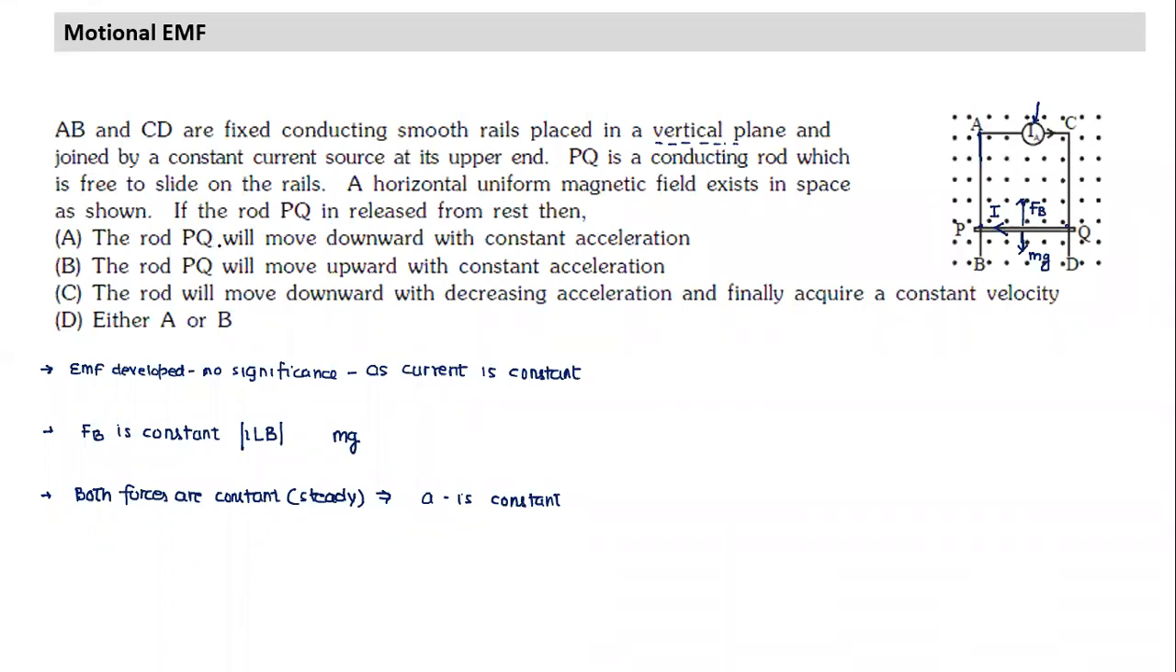Let's look at the options here. The rod will move downwards with a constant acceleration, possible. The rod may move upward with a constant acceleration, possible. The rod may move downward with decreasing acceleration, not possible. So what are the correct options? Either A or B.